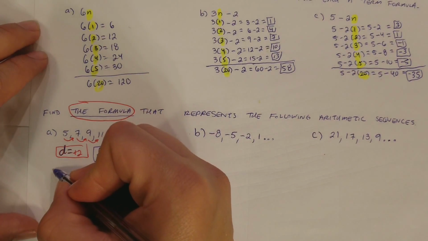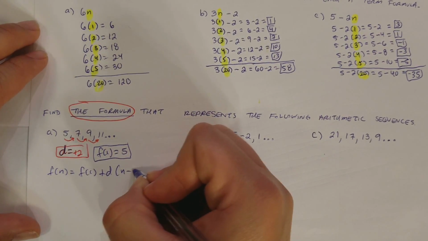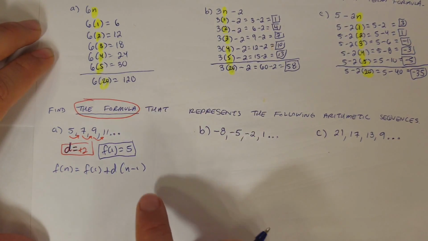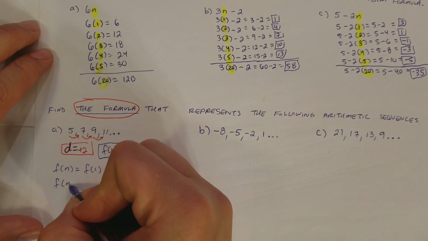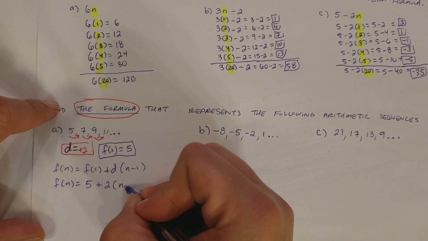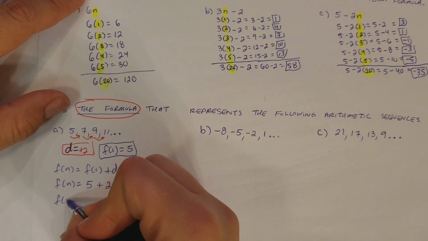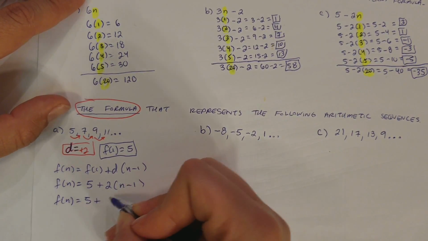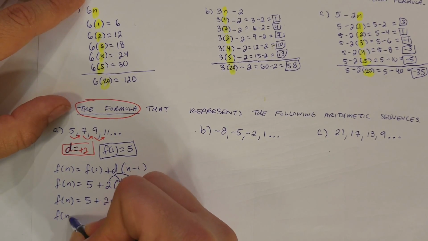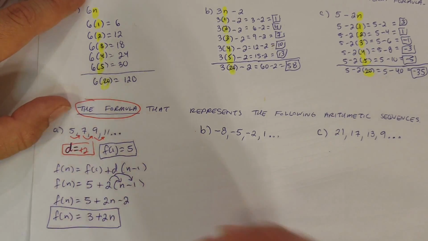Now, let's go back to the formula real quick. The formula is f of n equals f1 plus d multiplied by n minus 1. We're going to plug in what we know, but we're not going to plug in anything for n because we want a formula, so we're going to leave it in terms of n. So this will be f of n is equal to f1, which is 5, plus d, which is 2, parentheses, n minus 1. Distributive property, combine like terms, and we are done. So the formula in this case would be 5 plus 2 times n and 2 times -1, so that'll be 2n minus 2. So we get f of n is equal to 3 plus 2n. Therefore, this is my formula that represents the pattern.